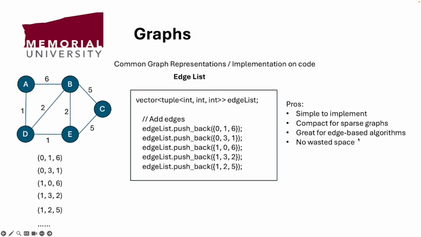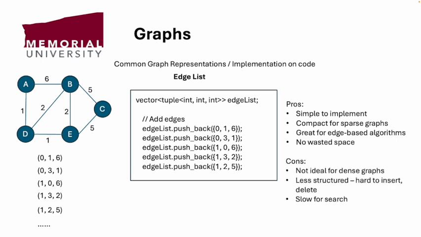Great for edge-based algorithms, okay? This defines each of the edges, so edge-based algorithms can use it to implement. There's no wasting of space. They just build a relationship between the two vertices that have a relationship. Cons, it's not ideal for a dense graph. If you have a lot of paths, you don't know what's going on, right? You have to think how to link them together, right? And there's less structure. It means it's very hard to do insert and delete, also hard to search. Slow for search as well.